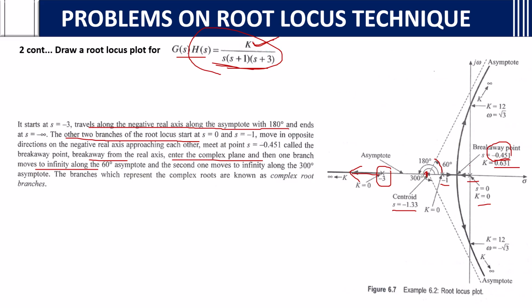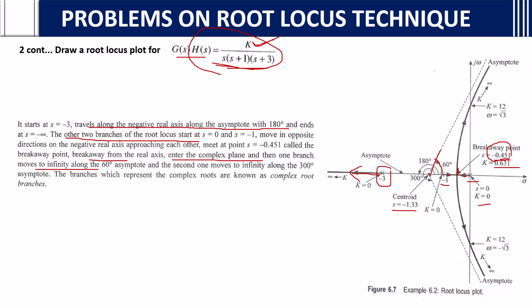If you see from this point, if you take 180 degree, this is 180 degree, so it is moving this side. Then if you see 300, it is going in this way. When it is 60 degree, it is going to shift here 60 degree. So these two are moving towards, see what? Minus 0.451. Call it the breakaway point.